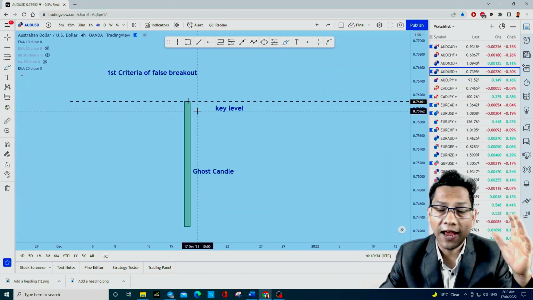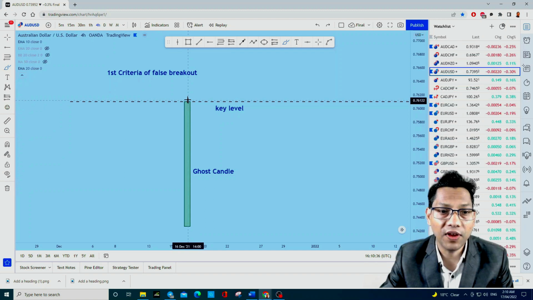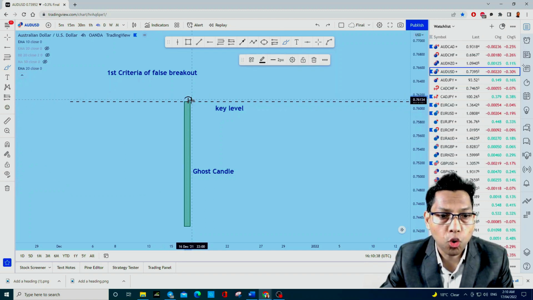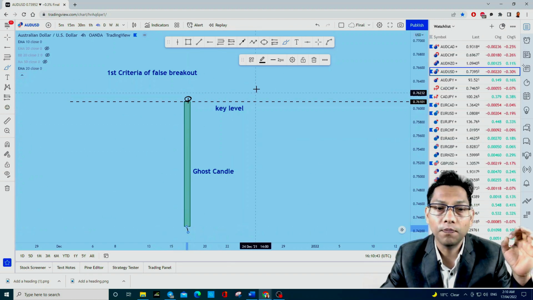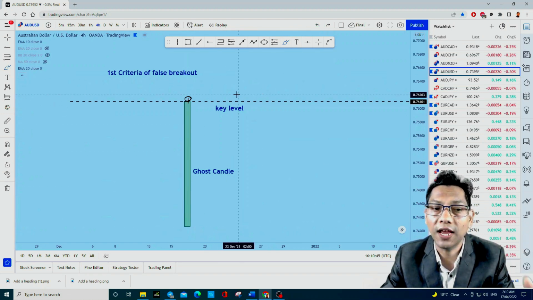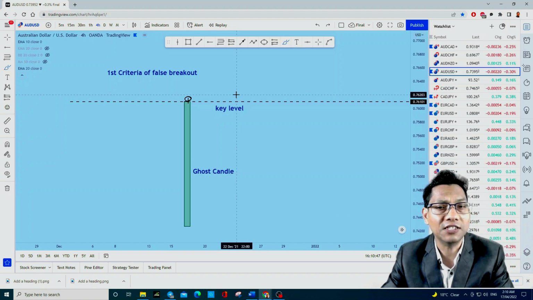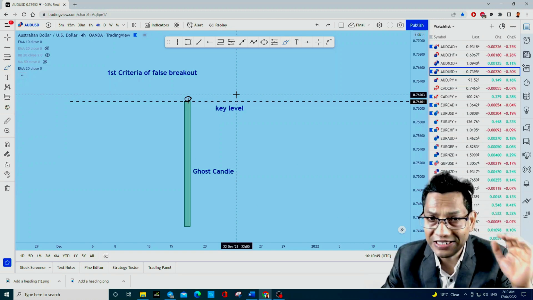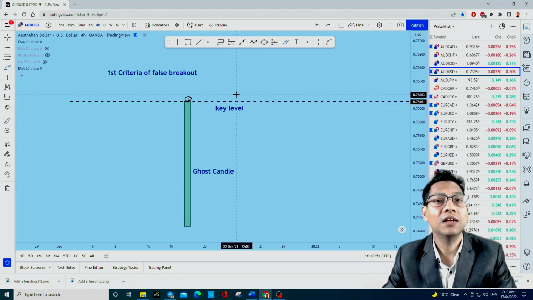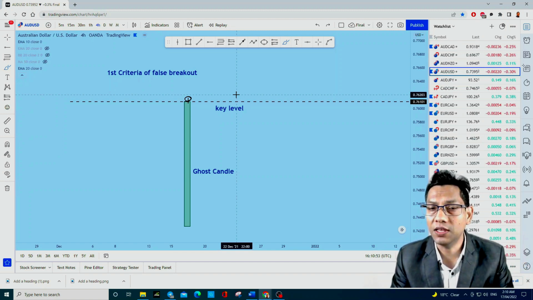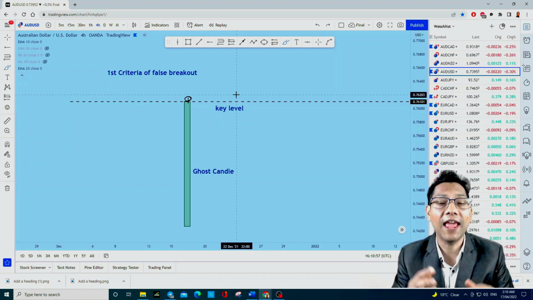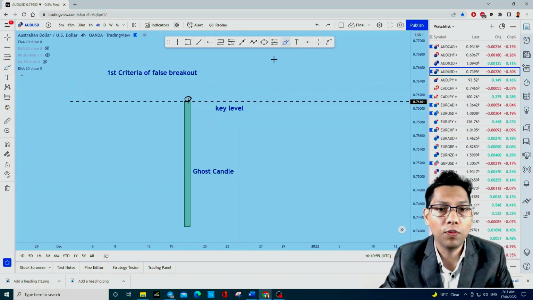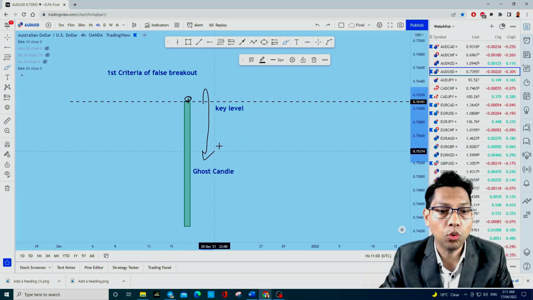This candle could be very long with almost no wick at the top, and maybe a wick at the bottom but almost none at the top. When it hits a key level directly with this kind of candle, there is a high probability that it will be a false breakout, and after moving a little bit, the price will come down.